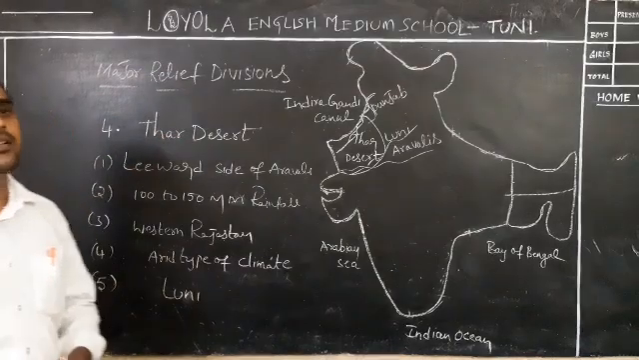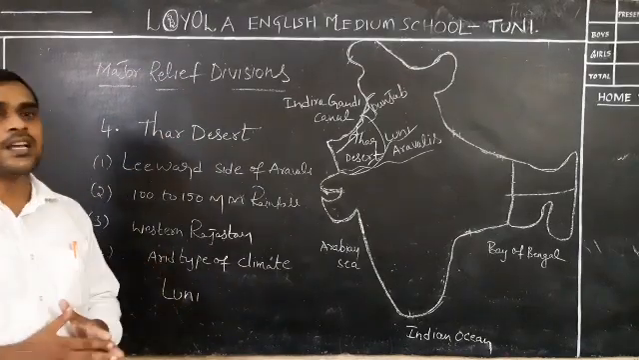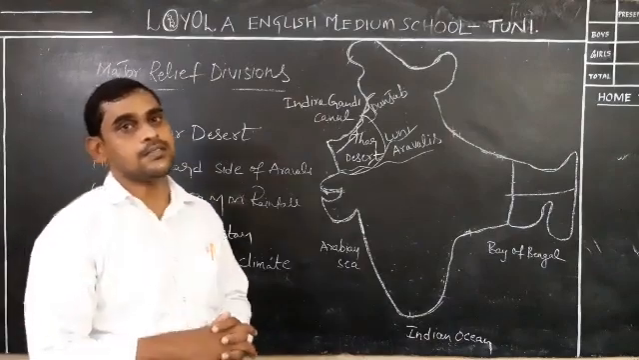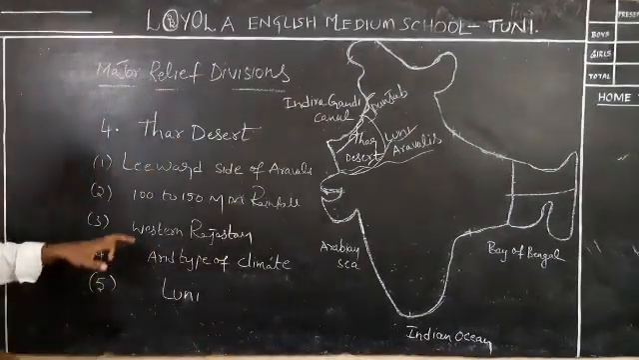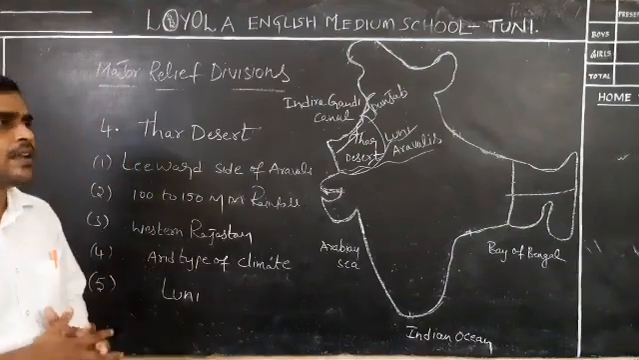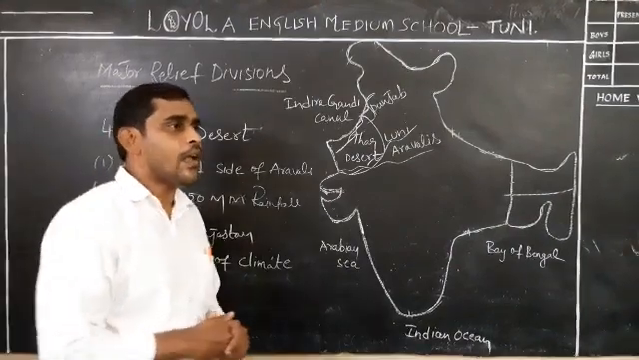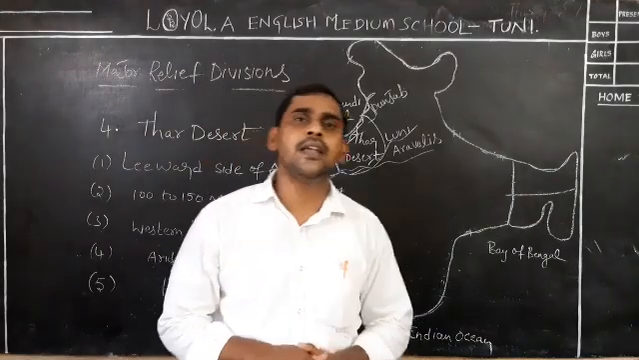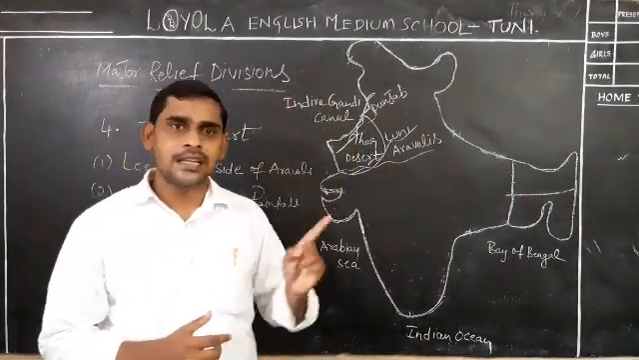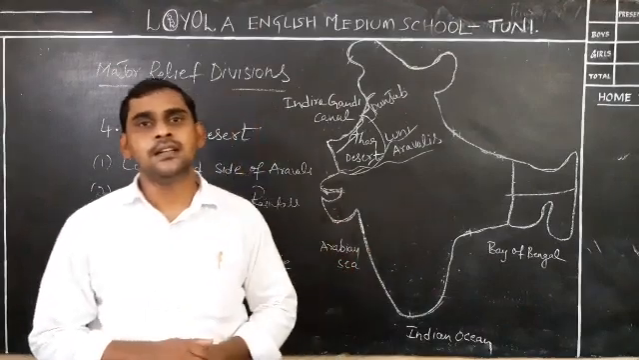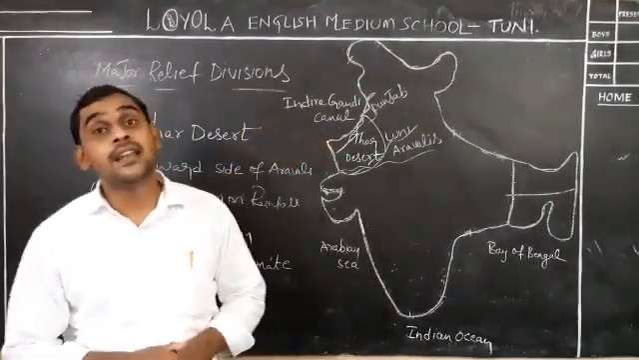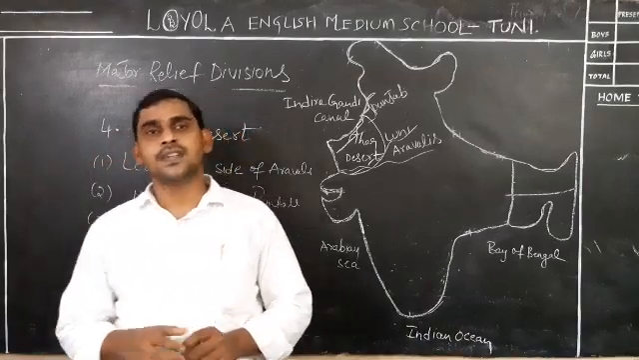And climate. Which type of climate does it have? Arid type of climate. It has an arid type of climate. So arid climate means the area is always dry. So when it is always dry, how is the vegetation in this area? There is less vegetation.